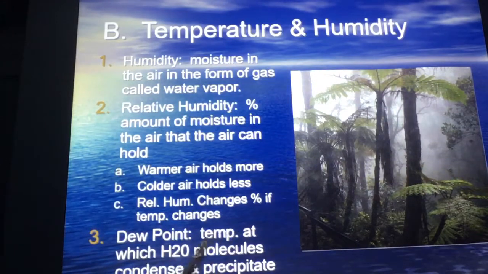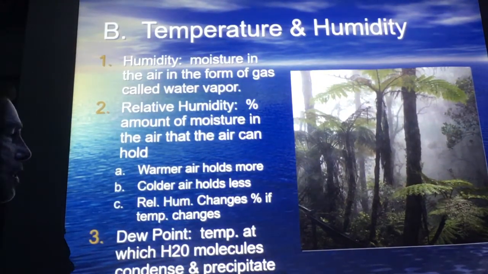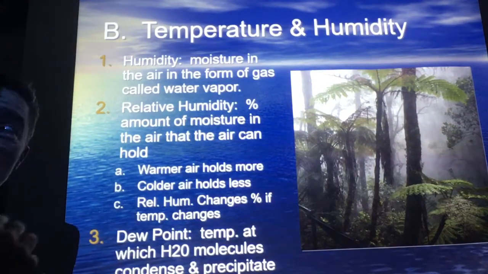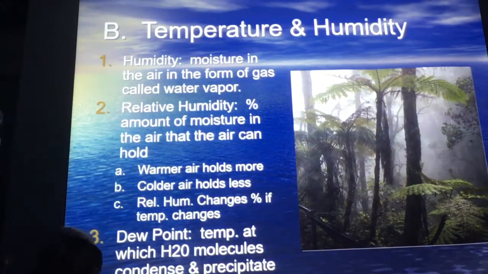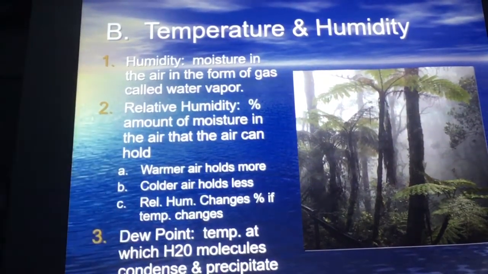Dew point: the temperature at which H2O, water molecules, condense and precipitate. So if I'm looking outside and it's not raining, and all of a sudden it changes temperature, gets a little bit cooler, or there's more water vapor in the air, and all of a sudden it starts to rain, we say it has reached the dew point. Okay, so I have a little bit of a visual that might help you out.